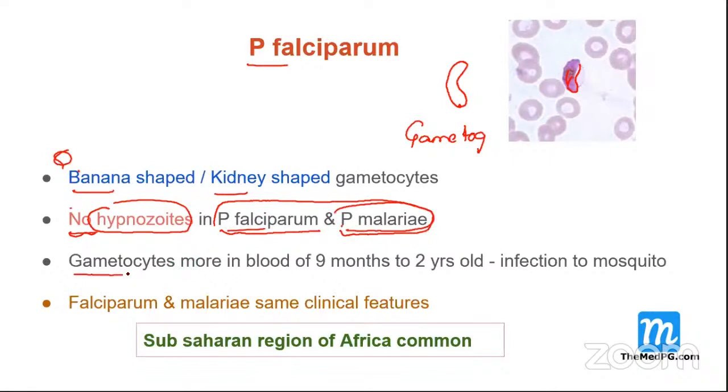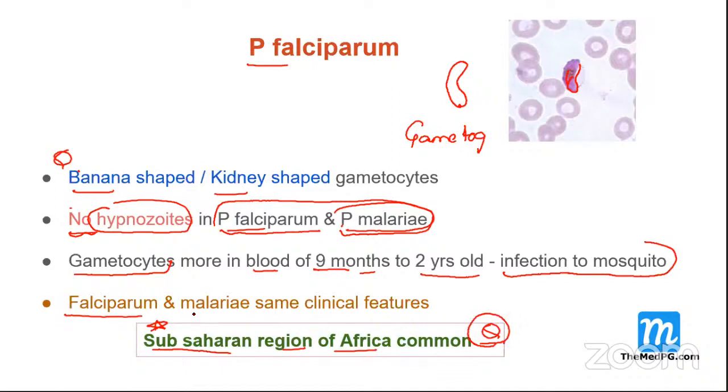And one more thing you have to remember is that gametocytes, that is sexual forms, are more in the blood of babies aged between 9 months and 2 years. So these babies are more infectious to the mosquito. If the mosquito bites these babies affected with falciparum, there will be more mosquitoes loaded with Plasmodium falciparum. And where is it seen? The sub-Saharan region. This is one of the very important MCQ questions asked. So Plasmodium falciparum is most commonly seen in the sub-Saharan area.